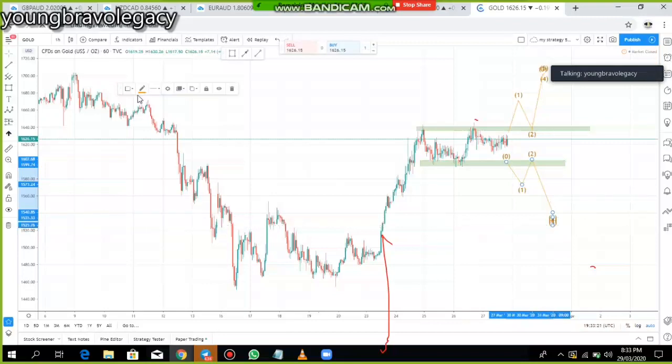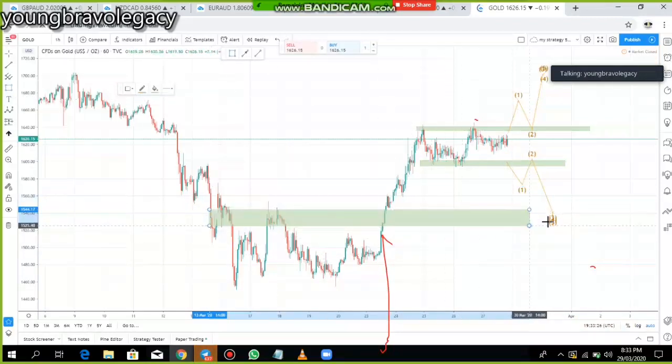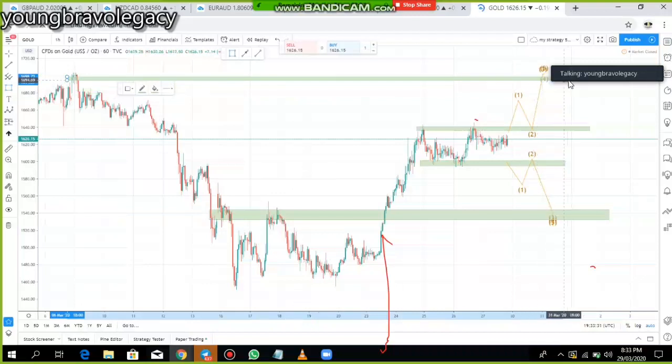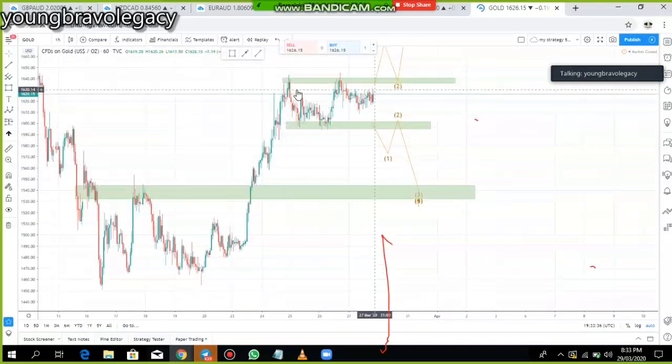This is good for you guys. This is what gold will do. It would do either of the two: it comes back here or it goes back here. You don't have to force anything. We have to wait for it to break this channel.